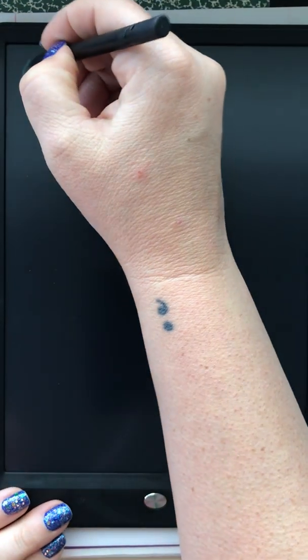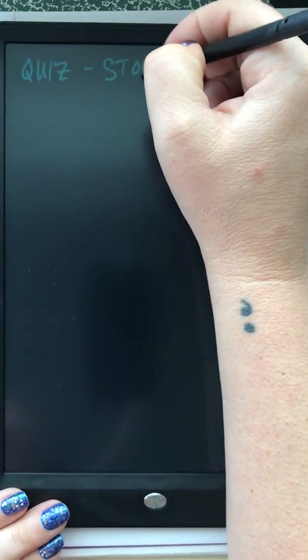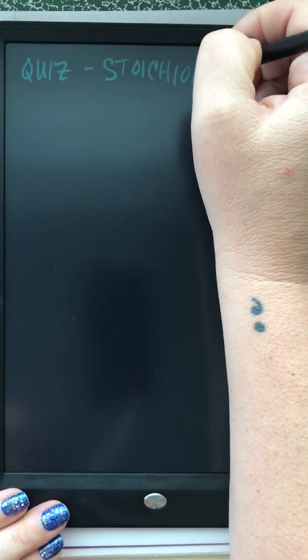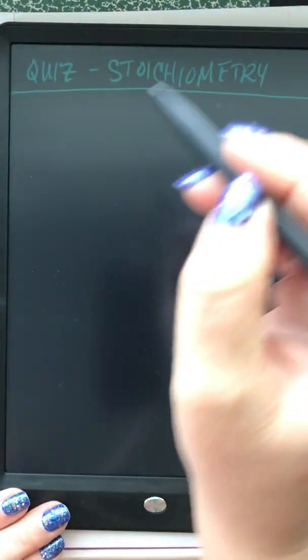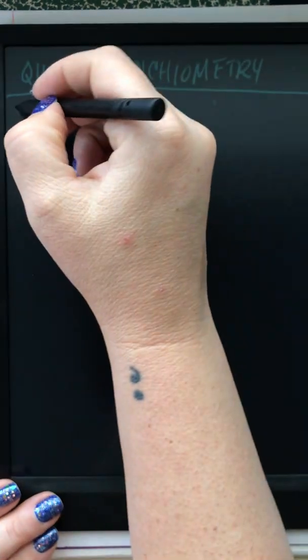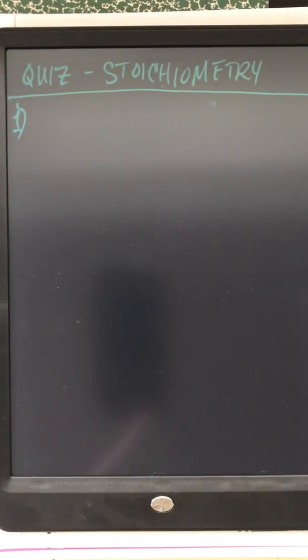Okay, so for the quiz on stoichiometry, let's just go through question by question. Now there's a lot of different versions of these questions, so if they don't match exactly what you had in your problems, the way that we're solving them should still work, right?